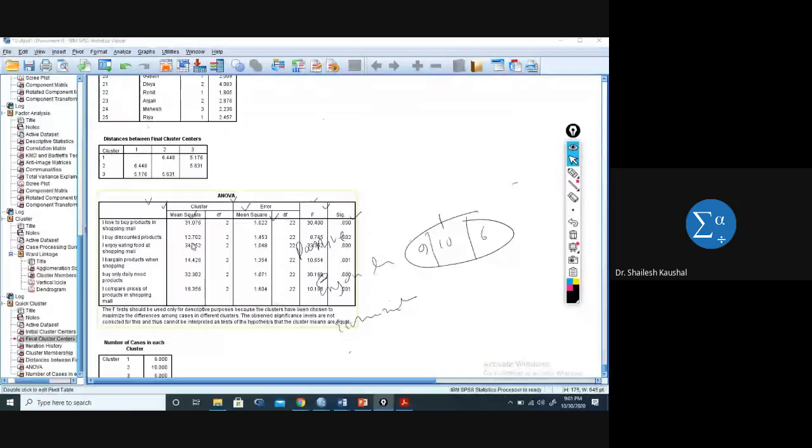So, the ANOVA table, what does it tell us? The purpose of this ANOVA table is to check, whatever questions we are taking to conduct the cluster analysis, whether all the questions are relevant or not. So first question, what is the p value? It is less than 0.05. Second question, p value less than 0.05. It means all the questions are significant. If any question is not significant, meaning p value greater than 0.05, it is not relevant for the study and we should remove the question.